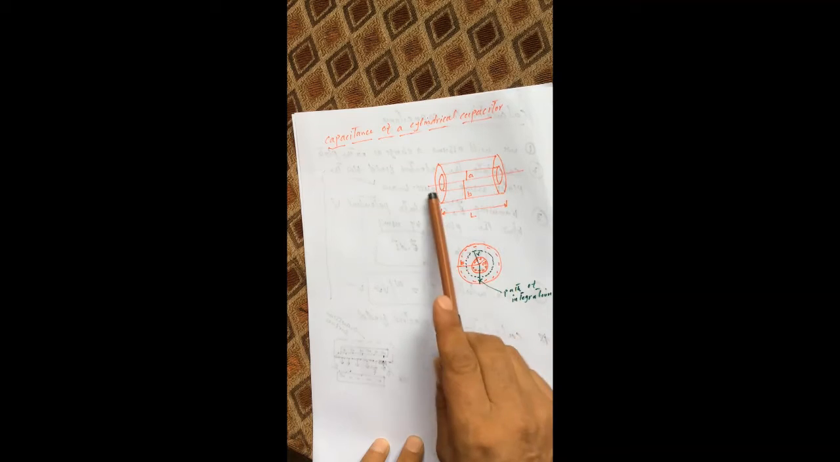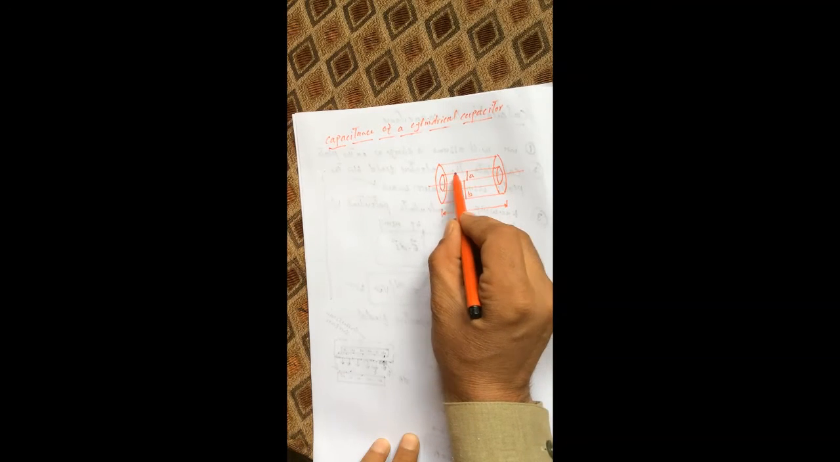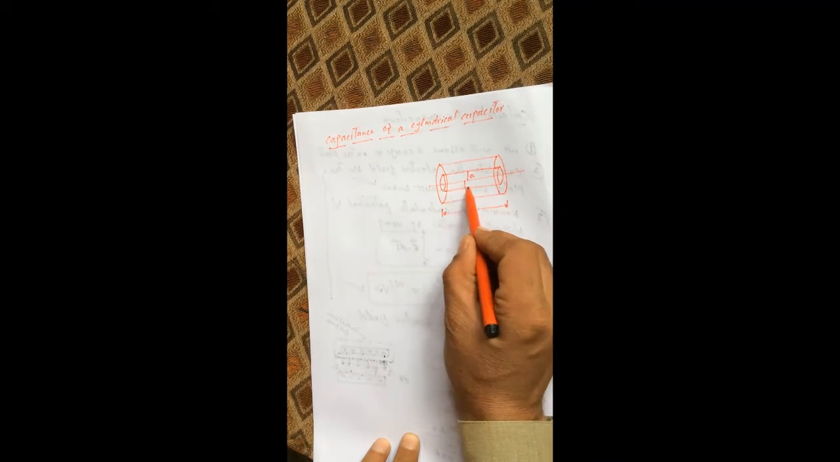Okay guys, next we have the capacitance of a cylindrical capacitor. Here we have this cylindrical capacitor. It consists of two coaxial cylinders. This is one cylinder, the first cylinder.